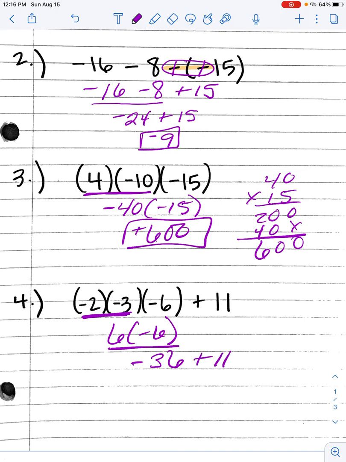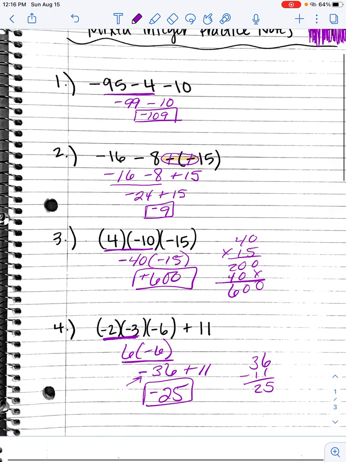Back to the other rules. Different signs, find the difference. So 36 minus 11 is 25. And do I have more positives or negatives? I have more negatives. So negative 25 would be my answer.